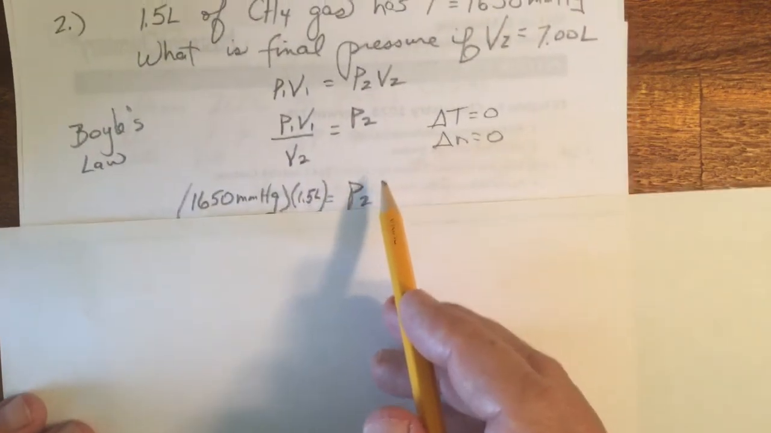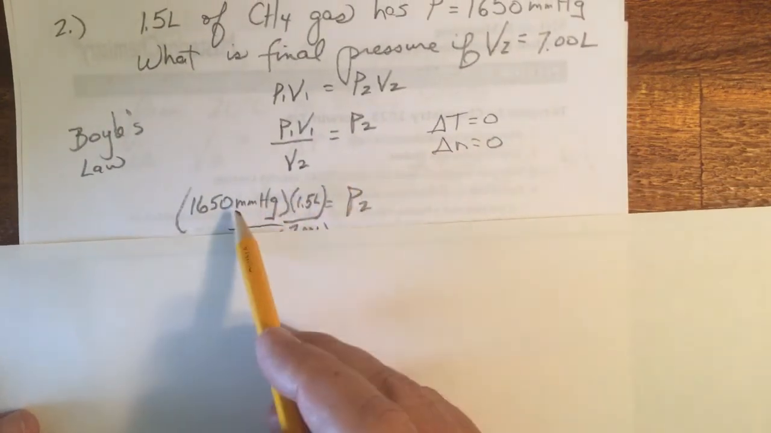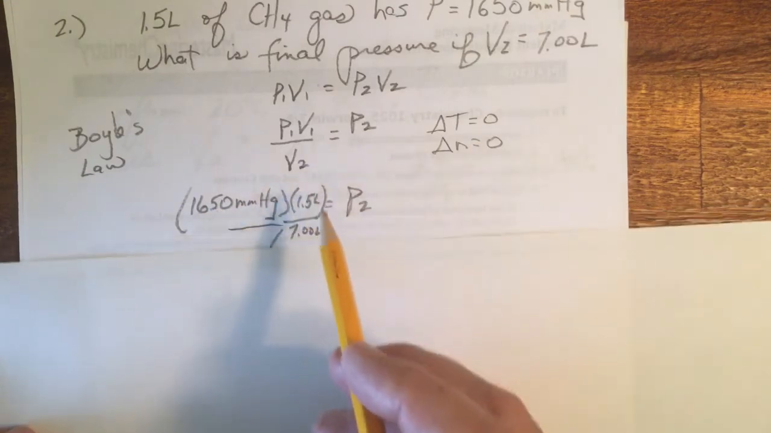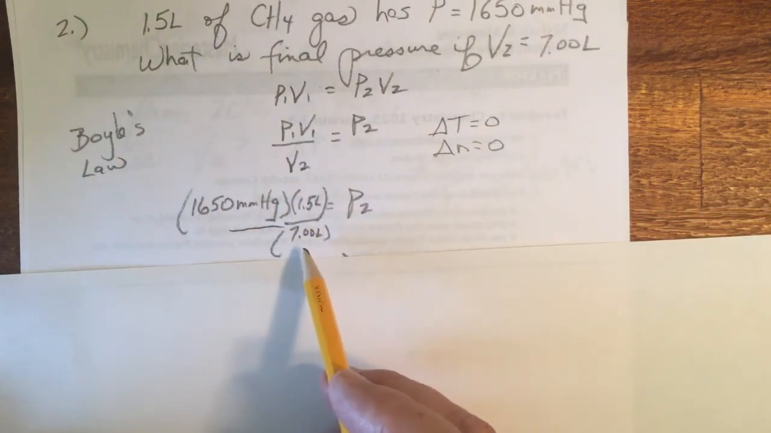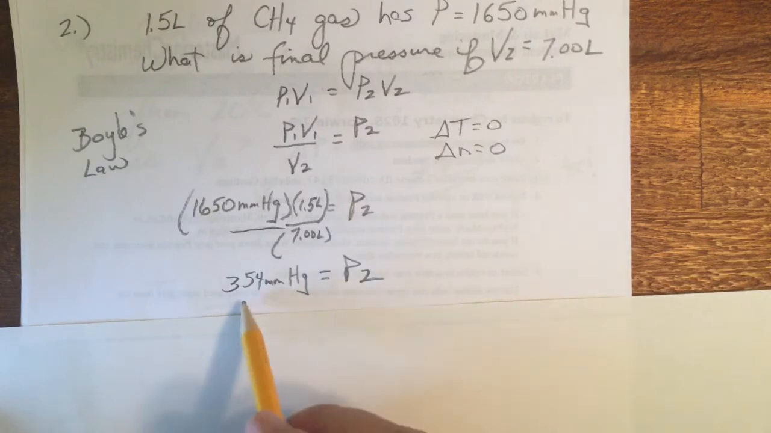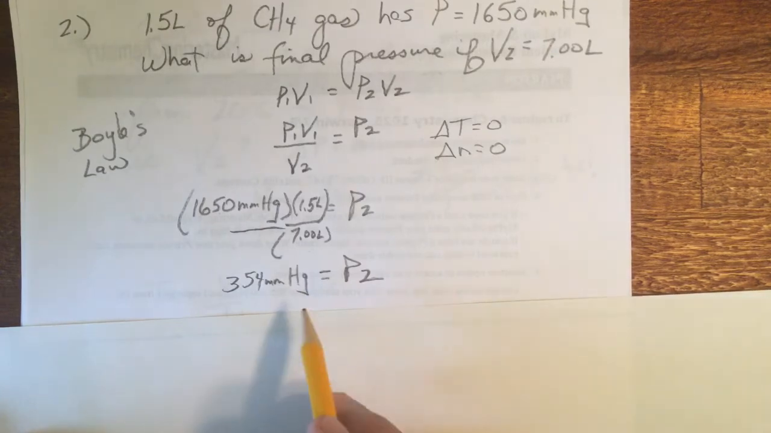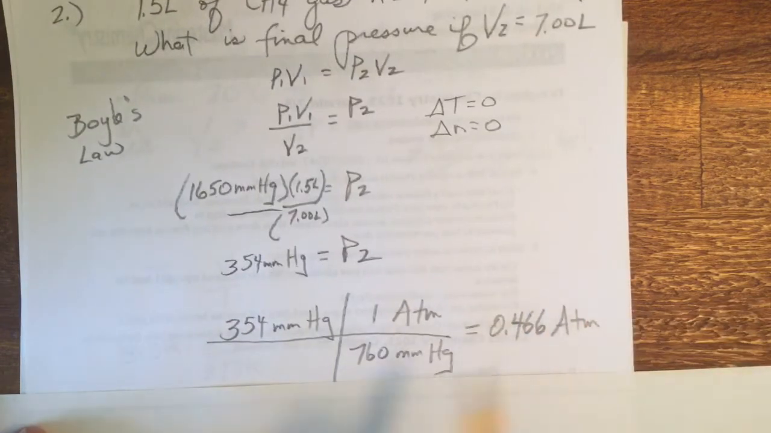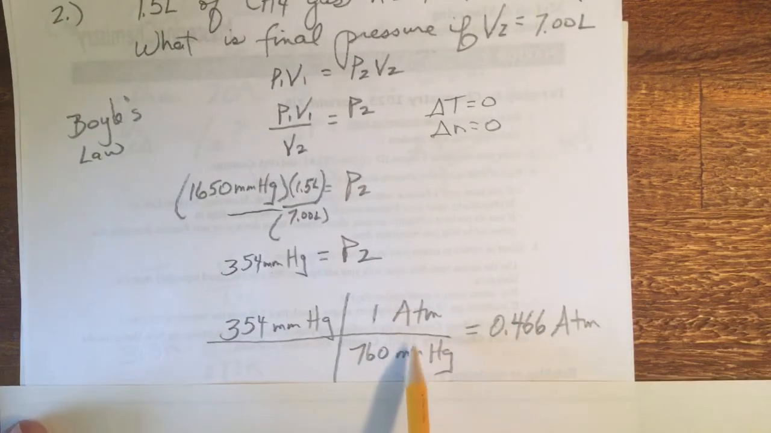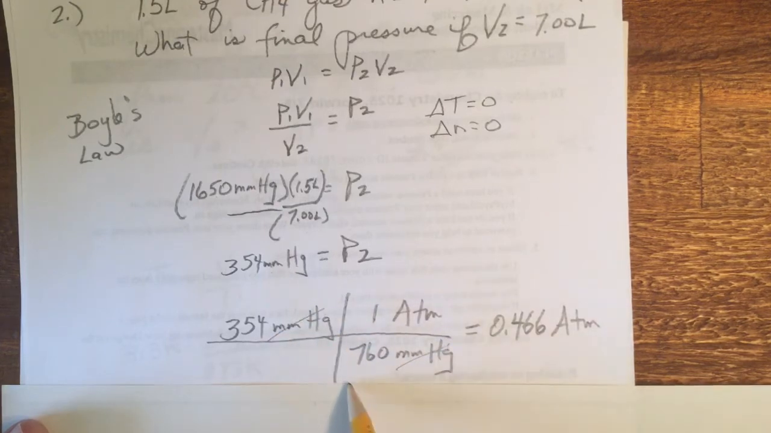I plug these numbers in. I get P2 is equal to P1 times V1 over V2. In this example, P2 is equal to 354 millimeters of mercury. Let's take this problem one step further and convert that to atmospheres. We do that by dividing by 760 millimeters of mercury. The millimeters of mercury cancel appropriately. Your answer is in atmospheres, or 0.466 atmospheres.